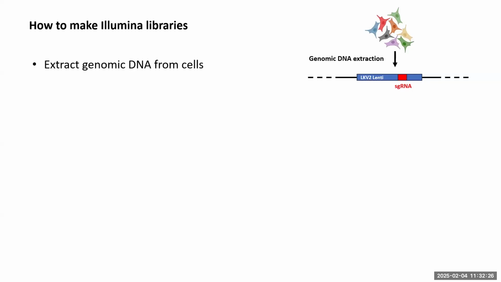Okay, so the first part is doing the actual generation of the libraries. As I said, we use a two-step PCR system for this. The first step is the genomic DNA extraction. And as I said, there's a protocol in there and a kit that we use that works pretty well. Within that genomic DNA, for each of the genomes, you've got a single lentivirus that carries the guide RNA.